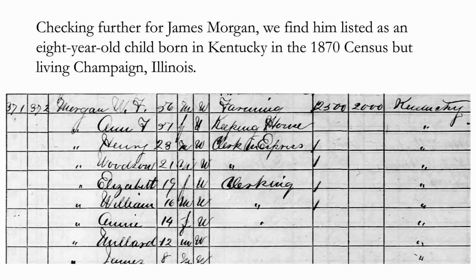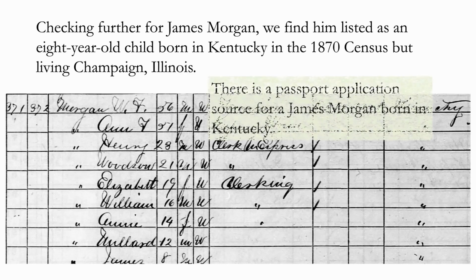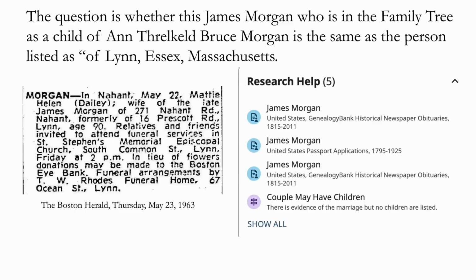We look at the 1870 census, which we have already attached, and we find that we have a James Morgan, 8 years old, who's part of the family, and he's living in Champaign, Illinois. And if you're from Champaign, Illinois, I may not be saying it correctly, but I can assume that if you came to Utah, you would probably mispronounce half of the town names in the state. So I'm sorry if I'm not correctly pronouncing that particular place name. There's a passport application source for James Morgan, born in Kentucky also. So let's see what that says.